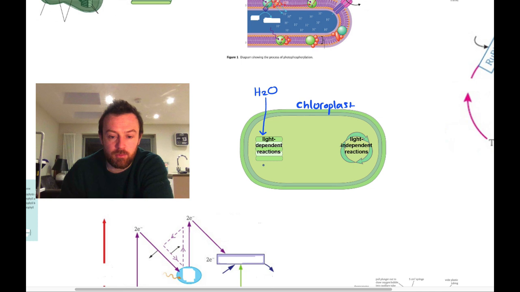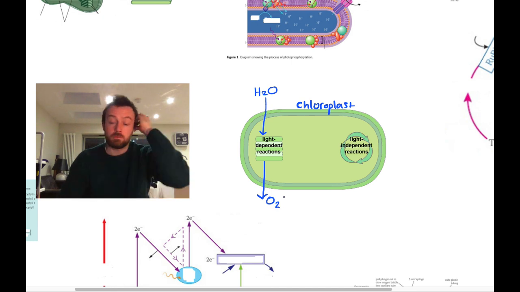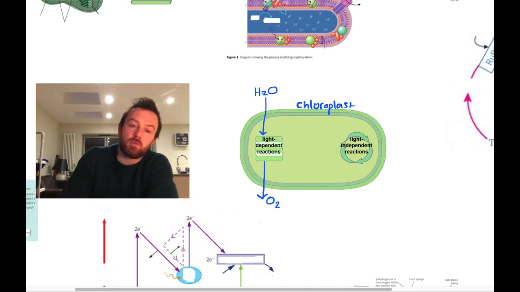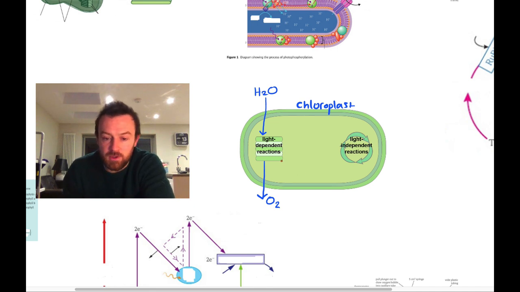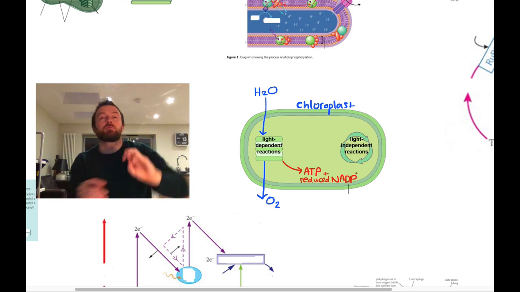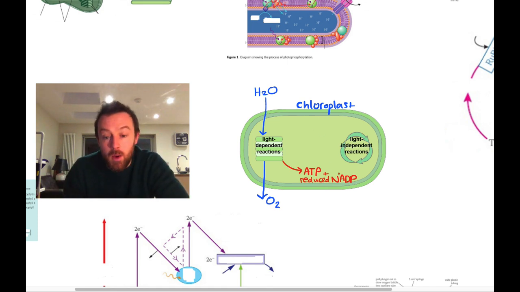And light-dependent reactions produce a waste product, oxygen, which is useful for us because we need to breathe that. Now, the light-dependent reactions also produce two other products, and they are ATP, kind of energy, plus reduced NADP. Now, you can view that reduced NADP as a source of hydrogen. NADP is a coenzyme that's carrying hydrogen. So that hydrogen comes from the water, actually. The water is split into hydrogen and oxygen. Oxygen is released. Hydrogen's channeled this way.